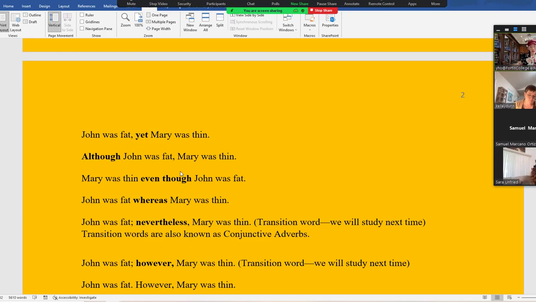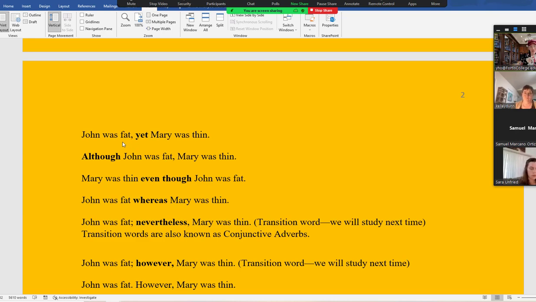Although John was fat, Mary was thin. What kind of sentence is that? A simple? Is that a compound? Or is that a complex sentence? Sarah? Complex. Why is this a complex sentence? Because it has although at the first, so it's... I'm not sure exactly how to describe it, but it's kind of comparing the two. Like, even though he was fat, she was thin. Yes, so you're comparing the two.